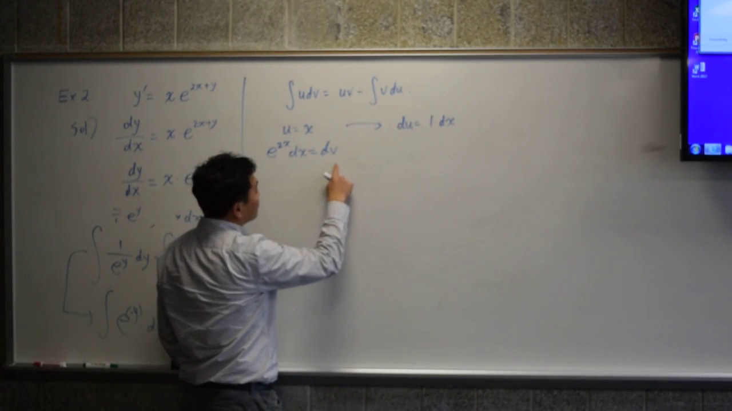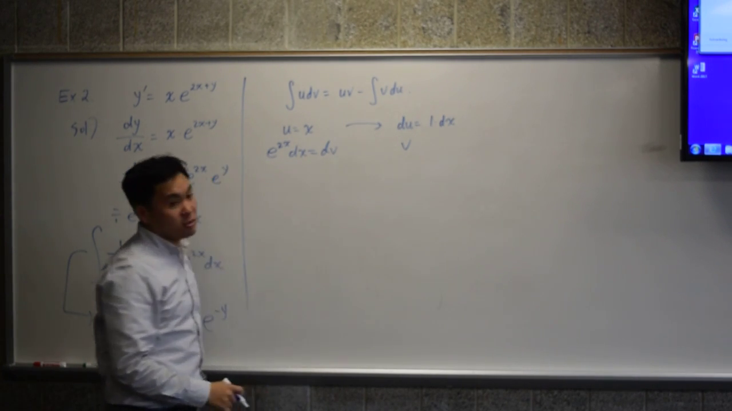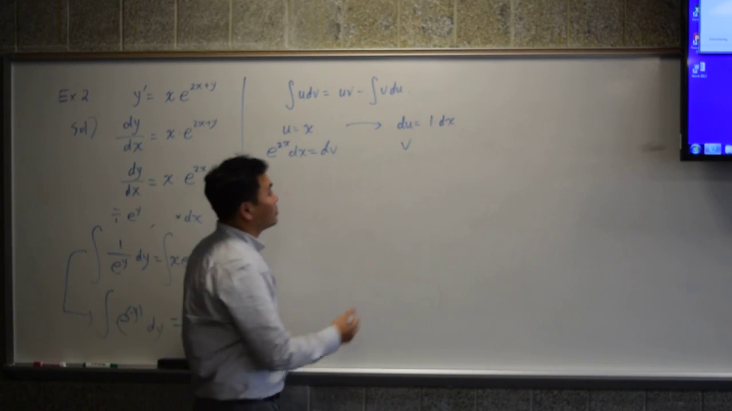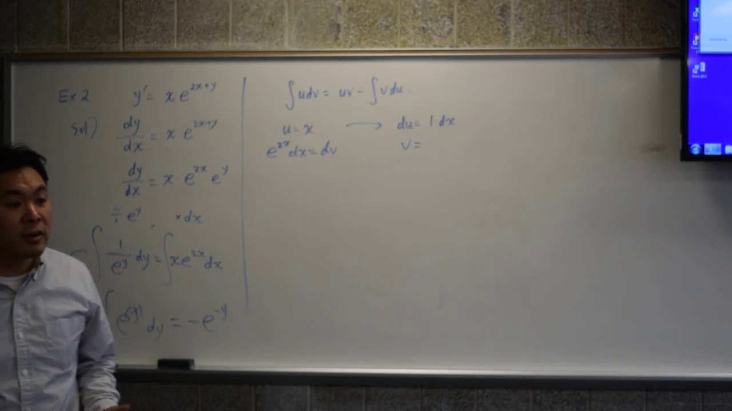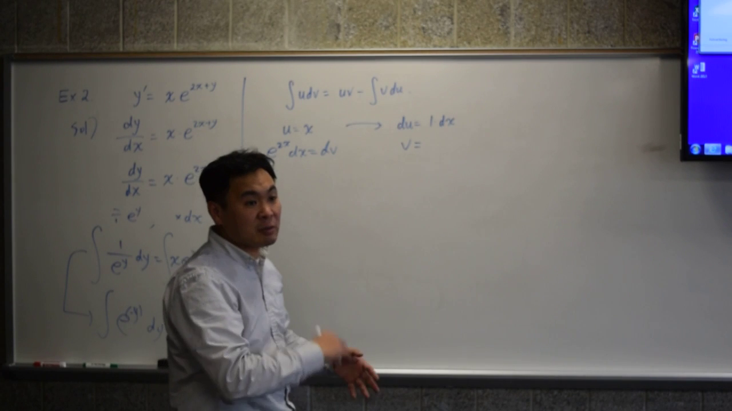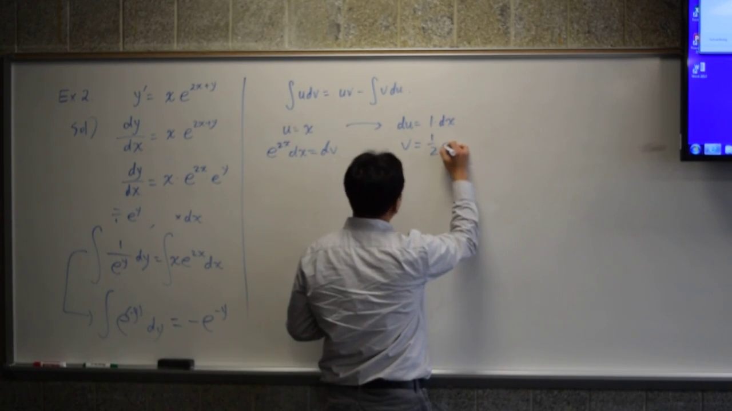How about this one? If you have to integrate, what's the integral of e to 2x? 2 e to 2x? No, that's what you would get if you differentiate. If you integrate, instead of having times 2, it will be divided by 2. So it will be 1/2 e to 2x.